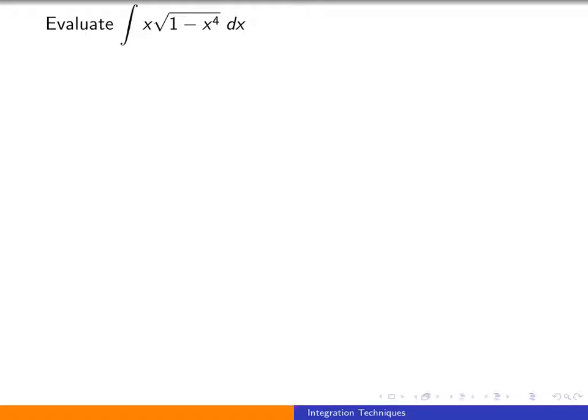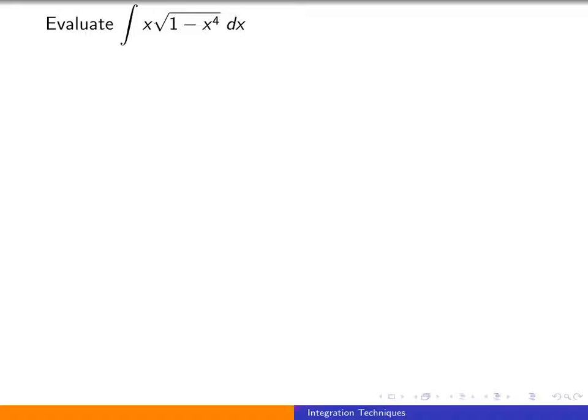In this example, we will antidifferentiate x times the square root of 1 minus x to the fourth. Now, looking at the integrand, with the 1 minus x to the fourth underneath the square root, it is not immediately clear that we can apply a trig substitution. But a few factors here might indicate a slightly different approach to start.